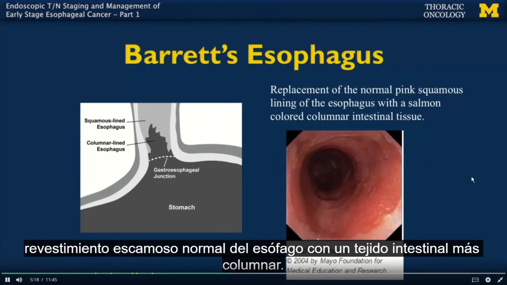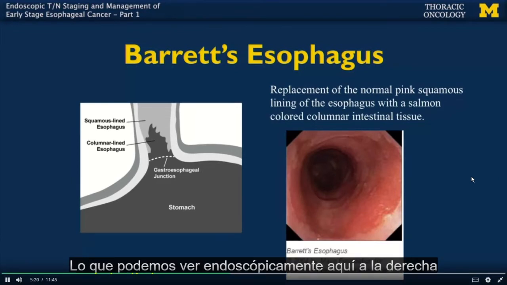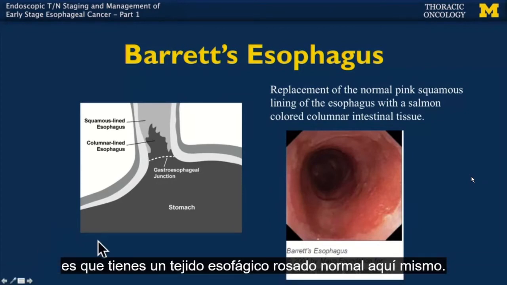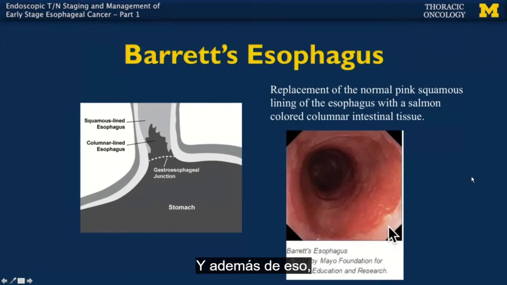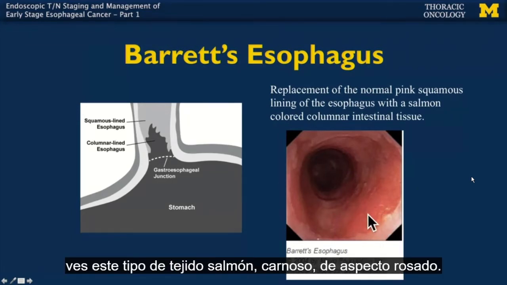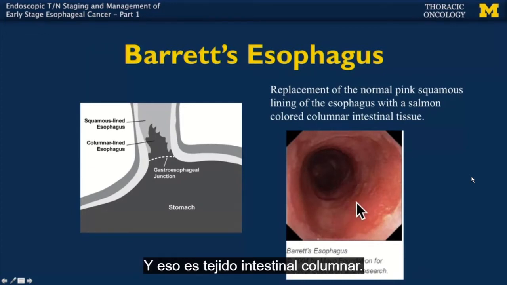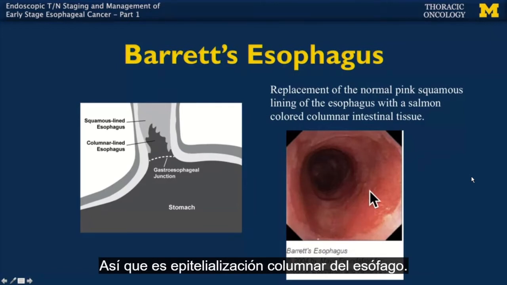What we can see endoscopically here on the right is that you have a normal pink esophageal tissue right here. And this is the healthy squamous tissue that we should normally see. And in addition to that, you see this very sort of salmon, beefy, pink-looking tissue. And that's actually columnar intestinal tissue. So it's columnar epithelialization of the esophagus.